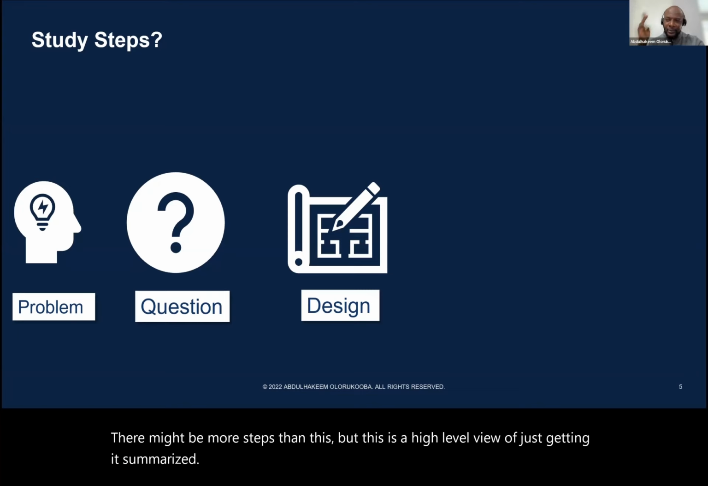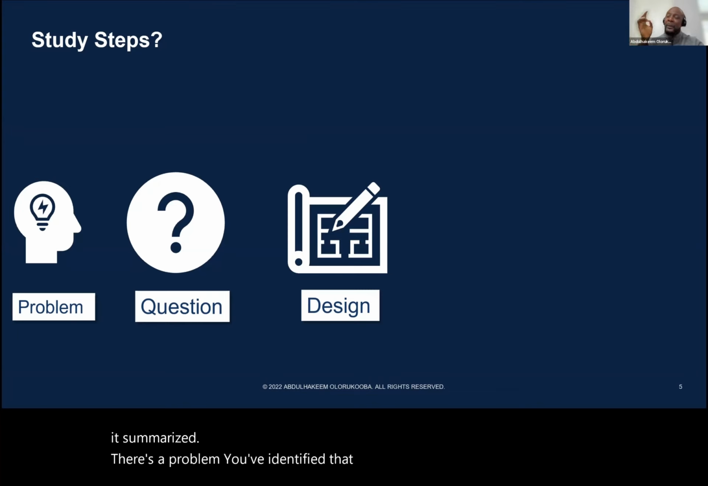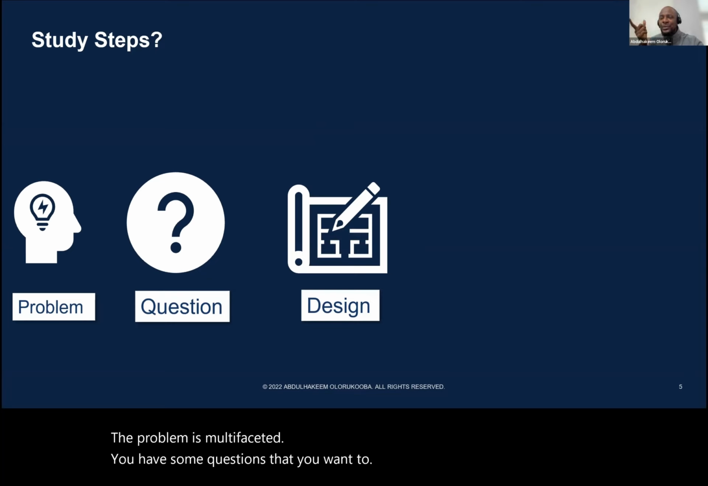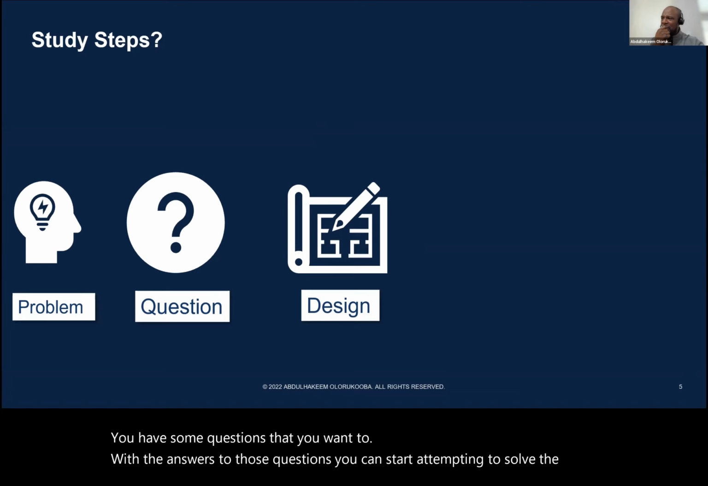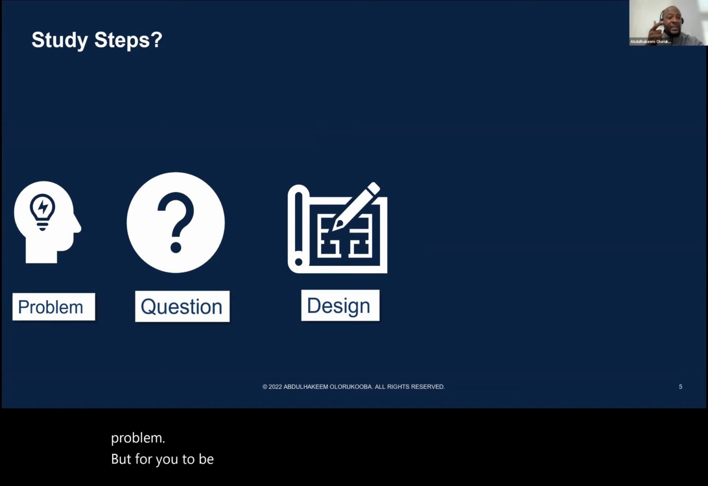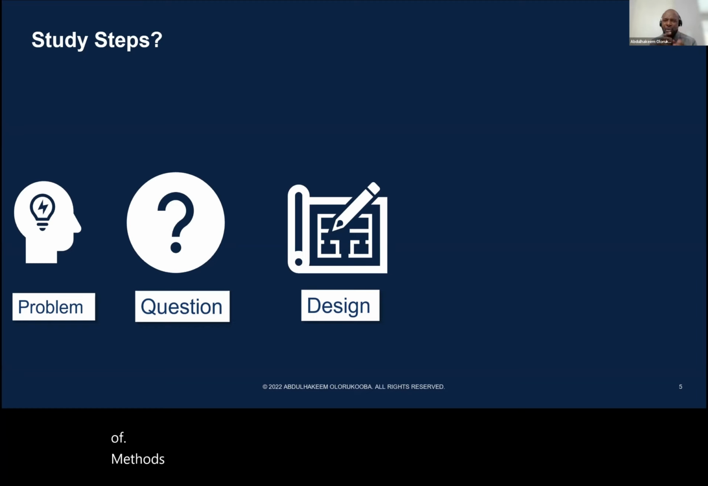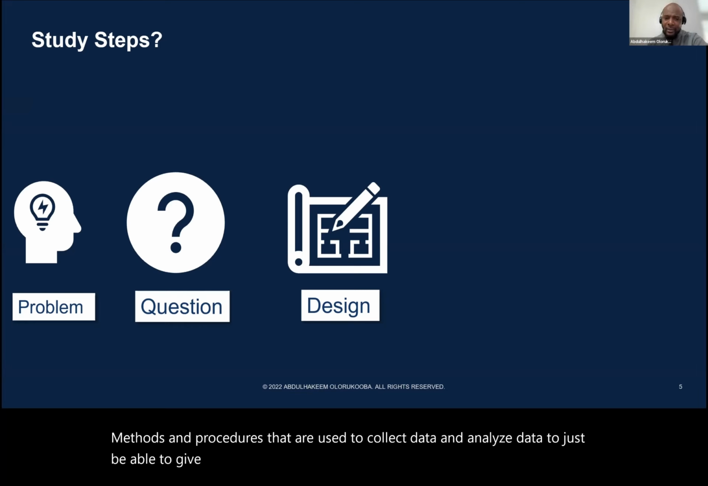There's a problem. You've identified that problem. The problem is multifaceted. You have some questions, and with the answers to those questions, you can start attempting to solve the problem. But for you to be able to answer that question, you have to put in a design, okay? And this design is just a framework, or a set of methods and procedures, that are used to collect data and analyze data to be able to give you answers to that question.